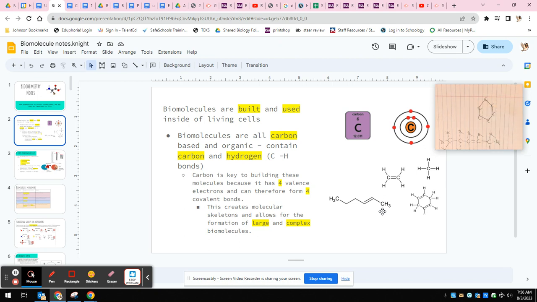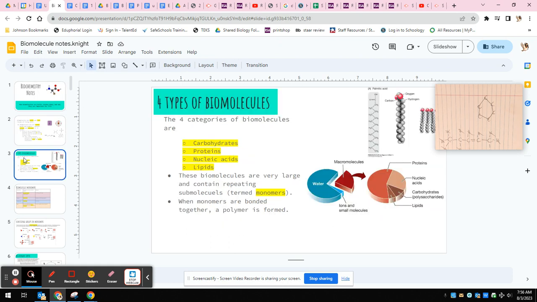And if there's no other atoms, you assume that all the atoms coming off of the carbons are hydrogens needed to make the molecule stable. So the 4 types of biomolecules are carbohydrates, proteins, nucleic acids, and lipids. And they are usually very large molecules built from smaller repeating molecules. And those repeating molecules are called monomers.